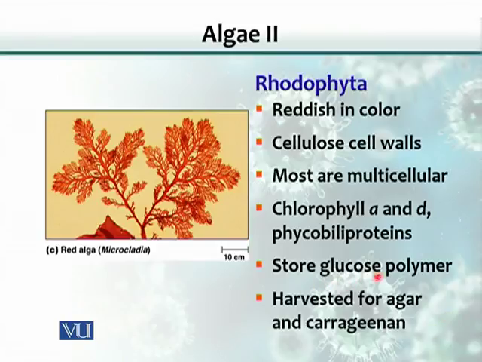They store glucose polymers and are used for agar and carrageenan. Again, carrageenan is a thickener found in various foods. Agar is a solidifying substance used in microbiology, especially for bacterial isolation.